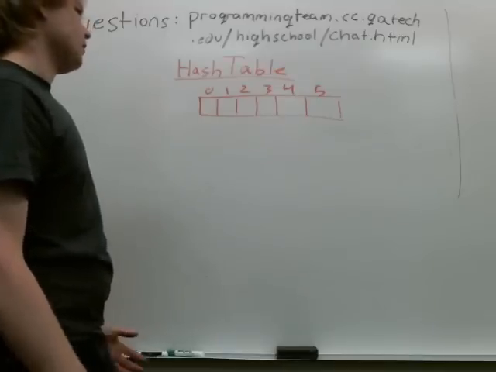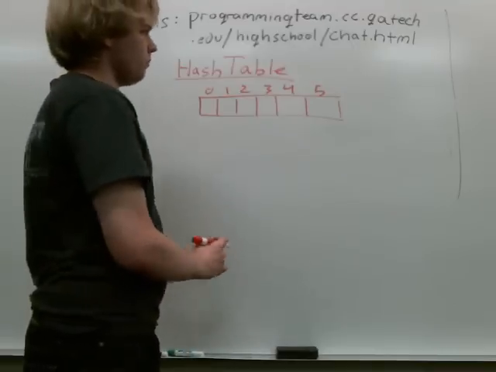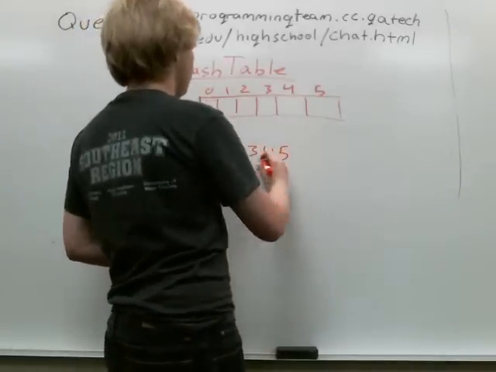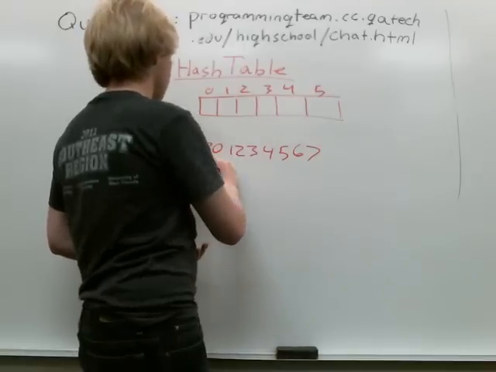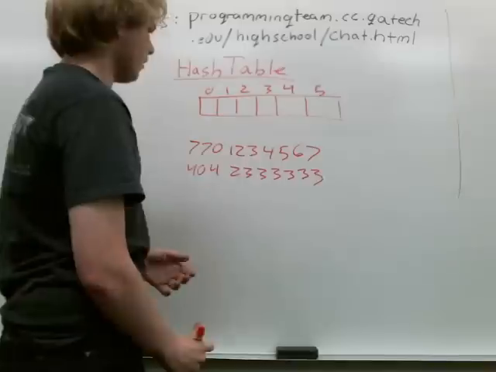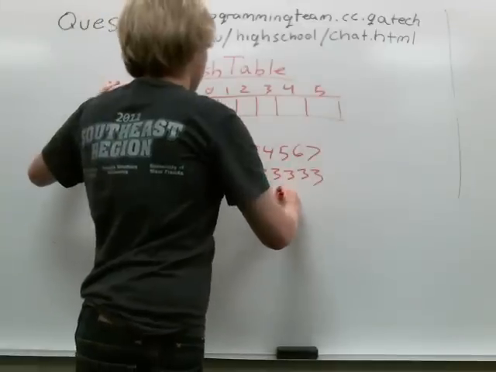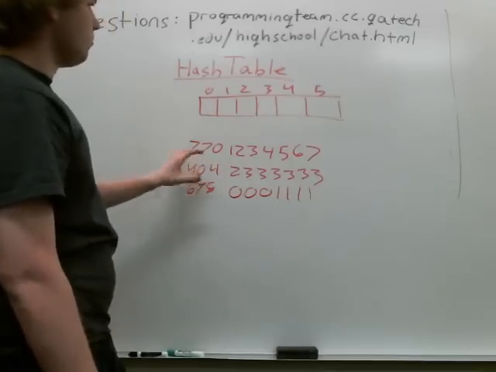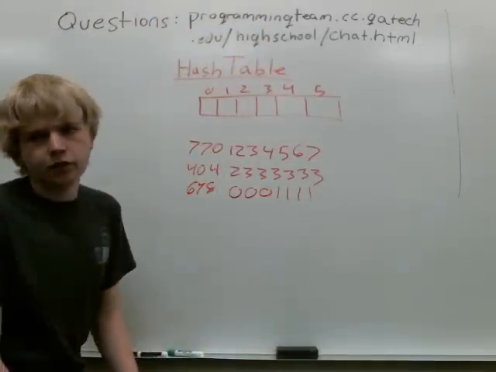So with the hash table, maybe we want to put some people's names, or maybe we want to put some phone numbers in there. So let's come up with some phone numbers. 770-123-4567. Then let's say 404-233-3333. Okay. And maybe 678-000-1111. Just some random telephone numbers. So now we want to put these in our hash table in some way. So how we're going to do that is we're going to use something called a hash function and a compression function.